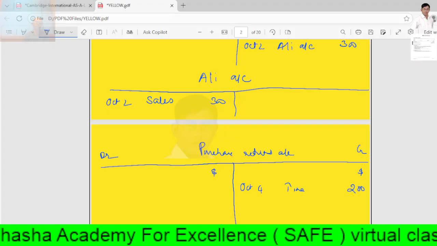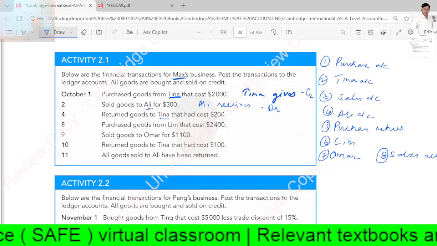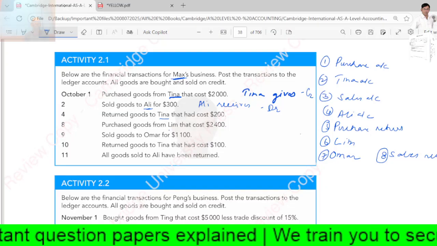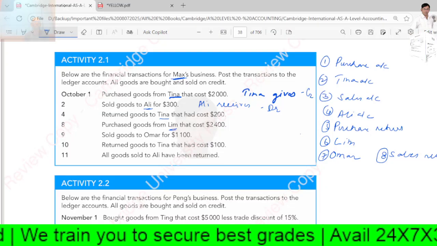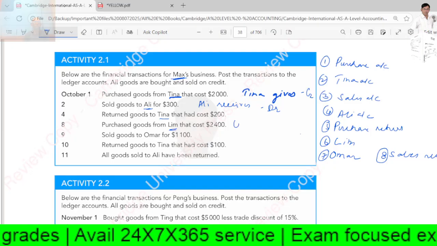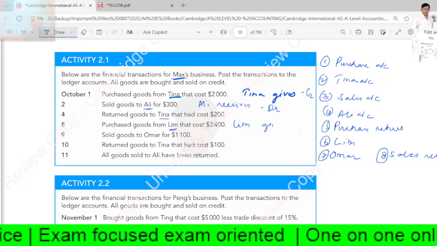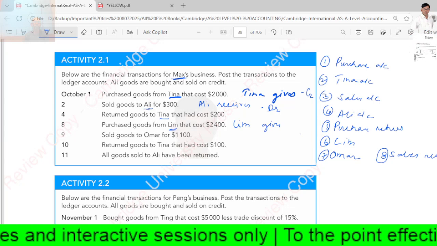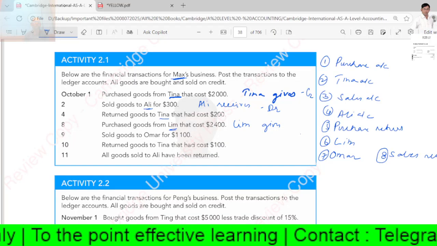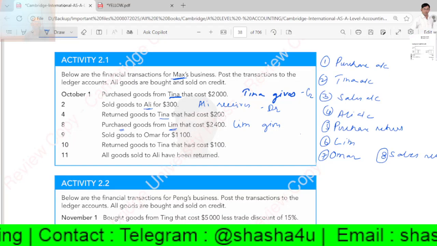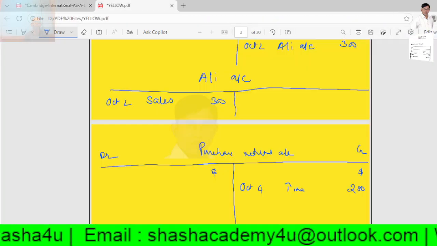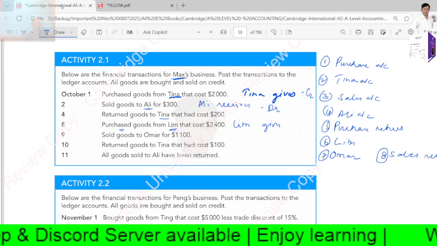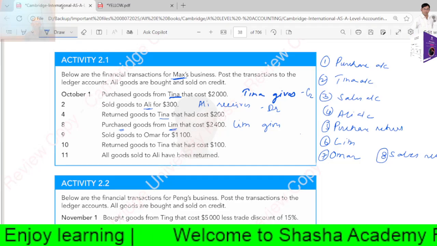Now next. Purchase goods from Lim that cost 2400. So Lim is another person. So again, what is Lim doing? When we purchase from Lim, obviously Lim gives. So that's why we have to credit Lim. And purchases is an expense. We have to debit purchases. Purchases account is already there, we have to just write 2400 there. What date? Date is very important. 8th.